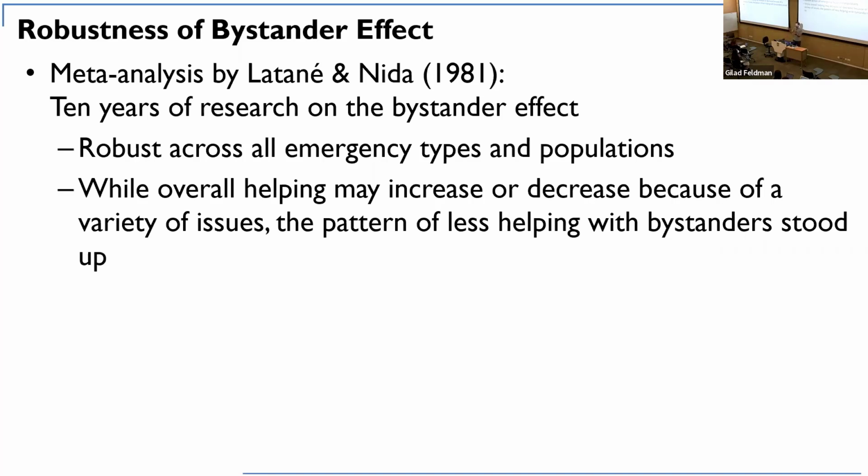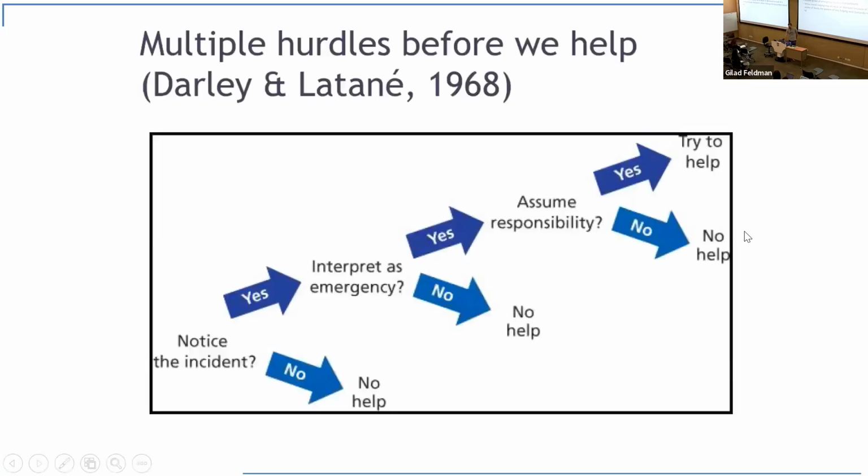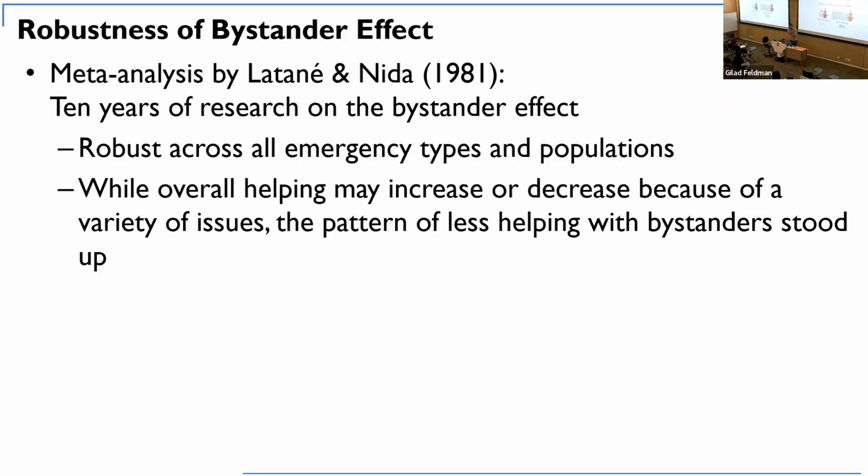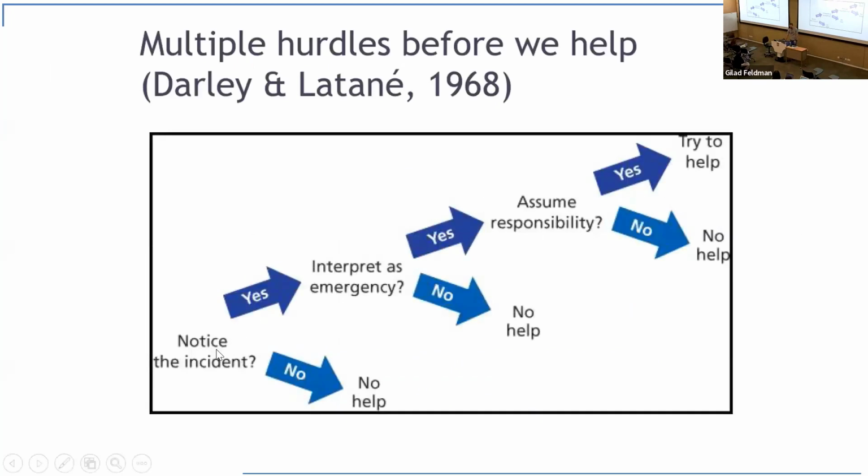So aggregating all the studies together from 1968 until 1981, all the bystander effect, what they concluded was robust across all emergency types and populations, where overall helping may increase or decrease because of the variety of issues. The pattern of less helping with bystanders stood up. So they've identified all kinds of reasons for why people don't help, and you really need a lot of things in order for people to help. Even though, like the original one, 85% one-on-one, but generally you need to notice the incident, just like the person with the wallet.